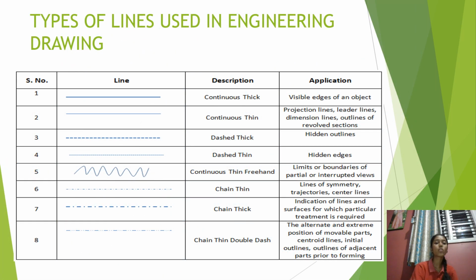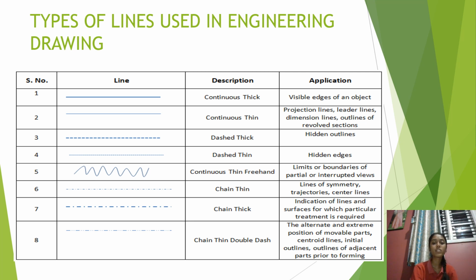So let us know what the types of lines used in engineering drawing are. This is the continuous thick line which is used for visible edges of an object, and this is the continuous thin line which is used for projection lines, leader lines, dimension lines and outlines of revolved sections. And this is the dashed thick line which is used for hidden outlines. This is the dashed thin line which is used for hidden edges.